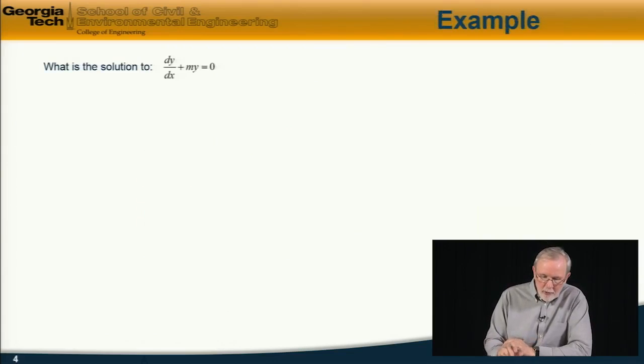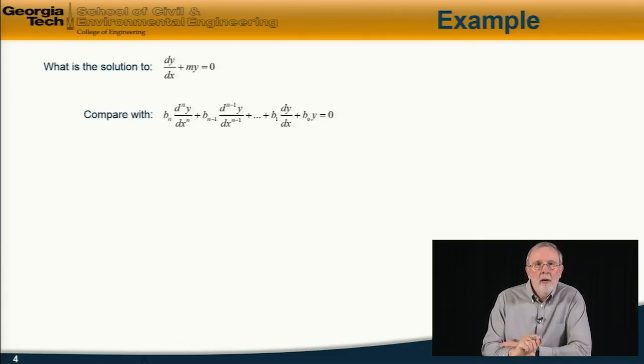So let me do an example then. What is the solution to the differential equation dy by dx plus my is equal to 0? We can get this from the standard solution in the previous table, but let's deduce it from first principles. So first compare it with the standard linear homogeneous equation. Homogeneous because the right-hand side is equal to 0.